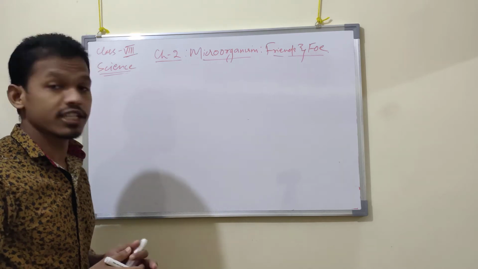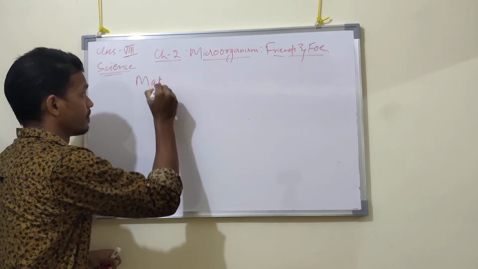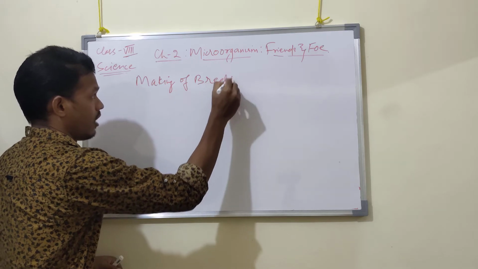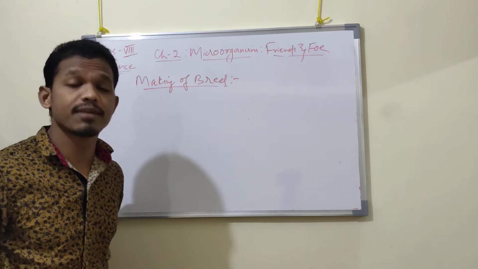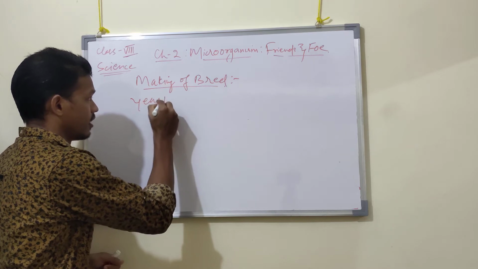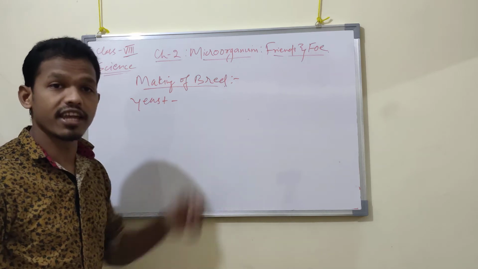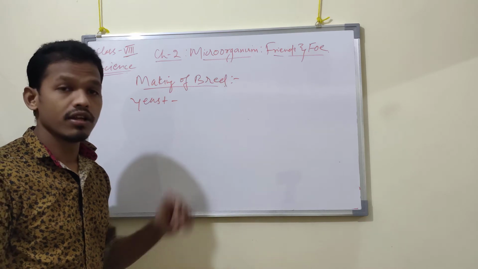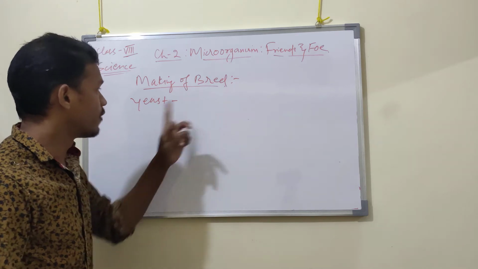Now today we will discuss making of bread. How is bread prepared? Bread is prepared due to the presence of a microorganism called yeast. Yeast is also a part of microorganisms, and it is used for making bread. Curd is prepared with the help of a bacteria called lactobacillus. So today we will study making of bread, with yeast.